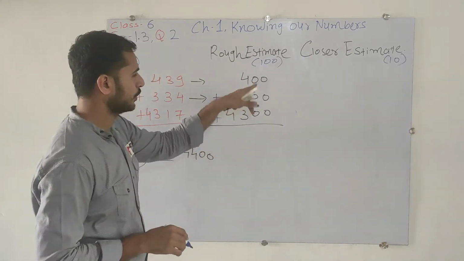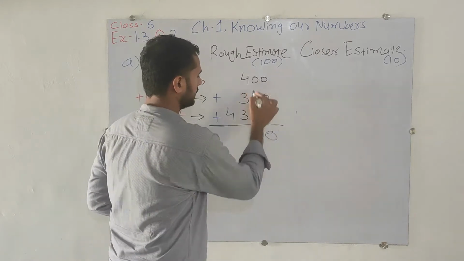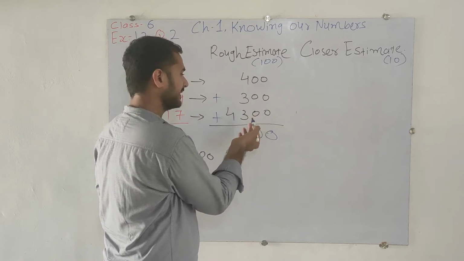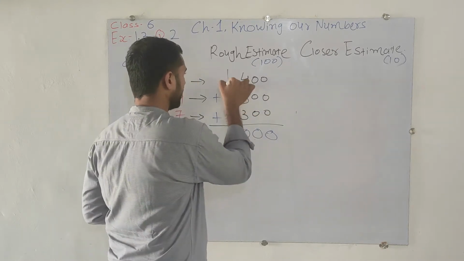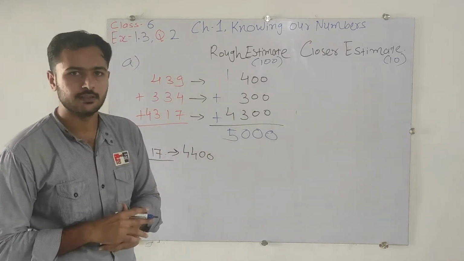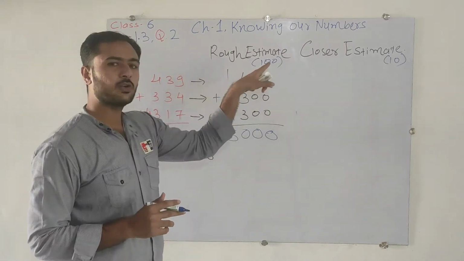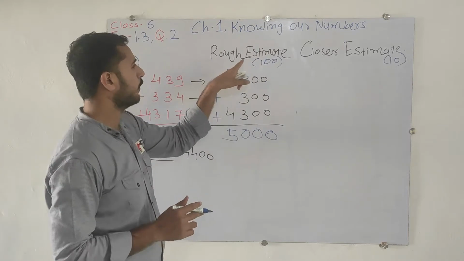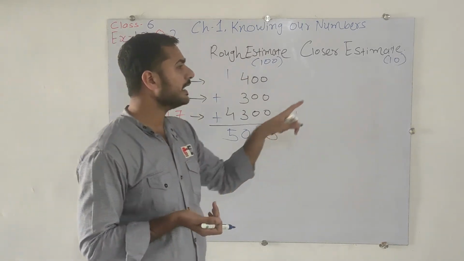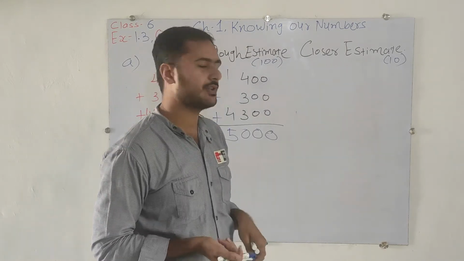0, 0, 0, 0, 0, 0, 4 and 6, because 4 and 3 is 7, 7 and 3 is 10. 0, 1 carry, 4 and 1 is 5. So that is 5000. When we do the rounding off for the rough estimation, it means to the nearest 100. Now let's see for the tens, which means the closer estimation.